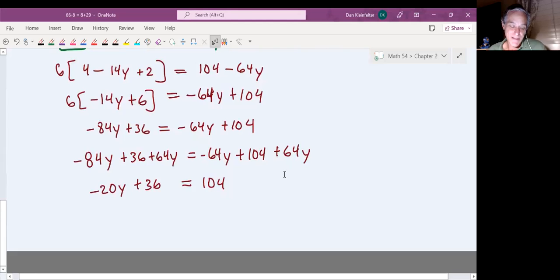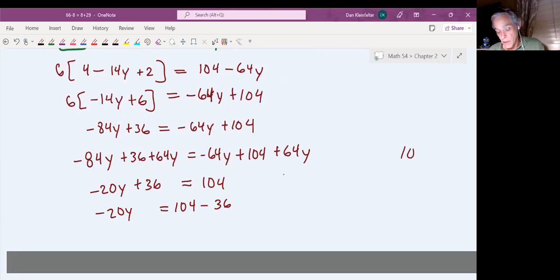Okay, almost out of space. I better finish soon. So here we've got negative 20y. We're going to subtract the 36 from both sides. So this will be 104 minus 36. Let me do my subtraction.